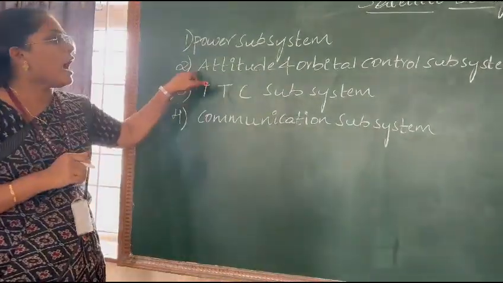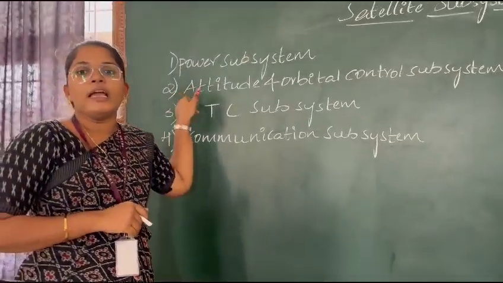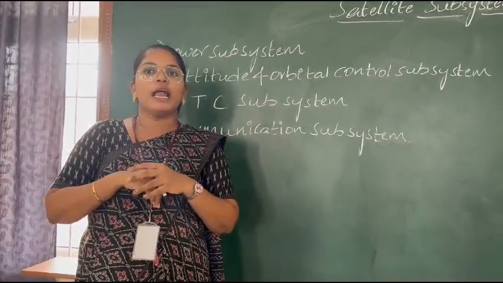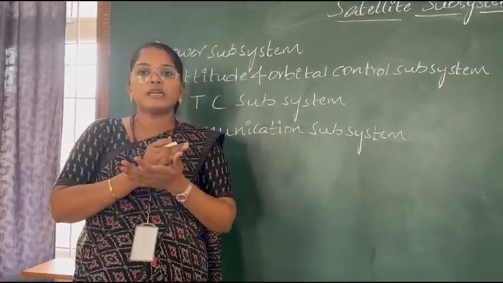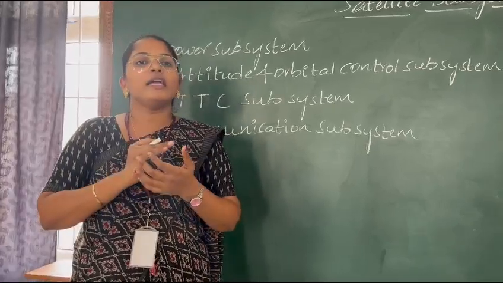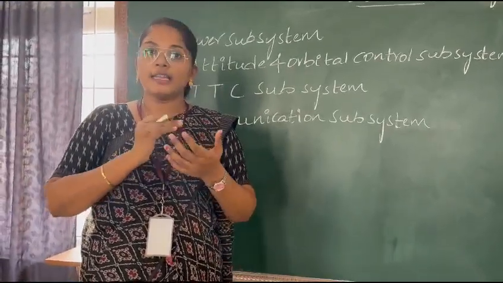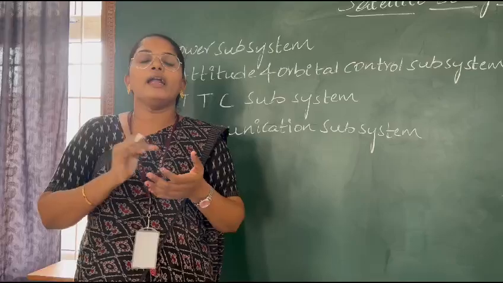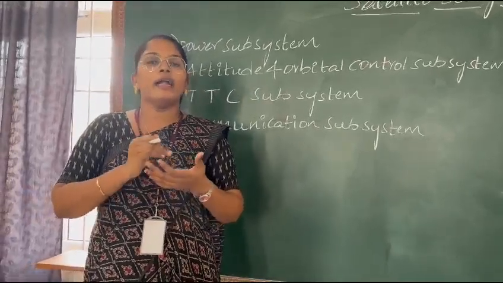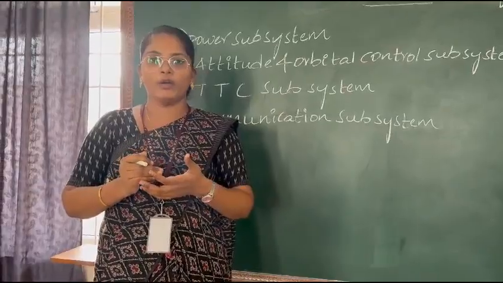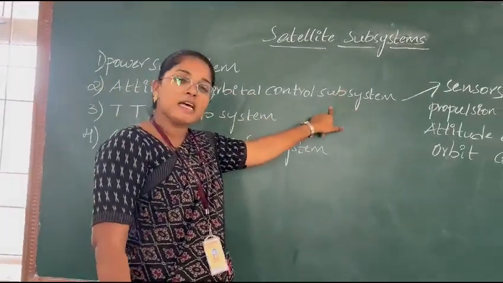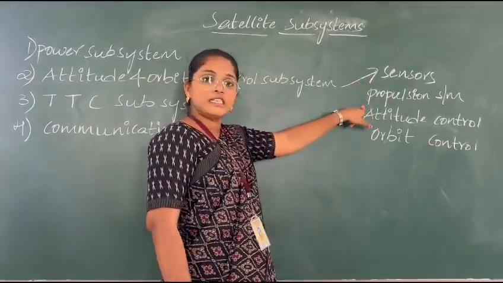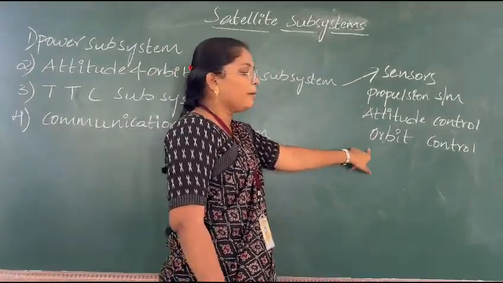And the second one is attitude and orbital control subsystem. It is used to control the orbit of the satellite and maintain the stabilization and its position. The subsystem consists of 4 major parts. Here the parts are sensors, and here we use the earth sensors and sun sensors. And the second one is propulsion system, then attitude control and orbital control. So this subsystem is classified into 4 parts: sensors, propulsion system, attitude control, orbital control.